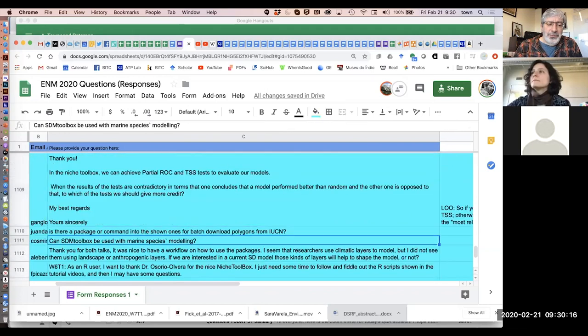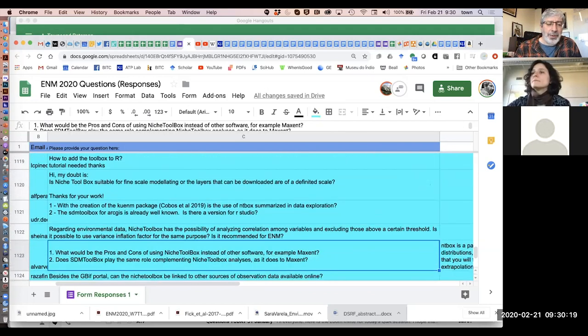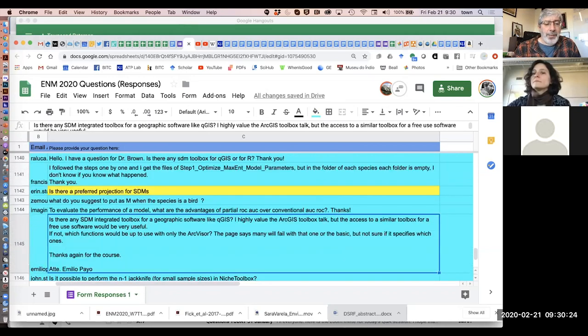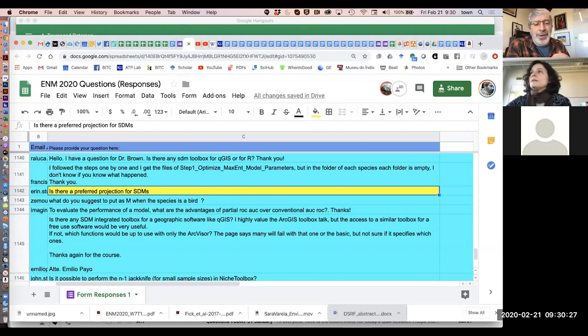Okay, there's one I want to make sure we get to because it was repeated. This one was not repeated, but is there a preferred projection for SDMs? No. There's one that everybody works in, which is WGS 1984 geographic coordinates. And that's only because it's convenient and it's global. It's kind of bad all over, but it's easy. And we can always project from there to some other projection.